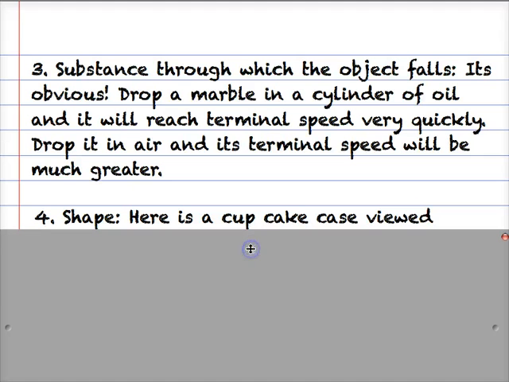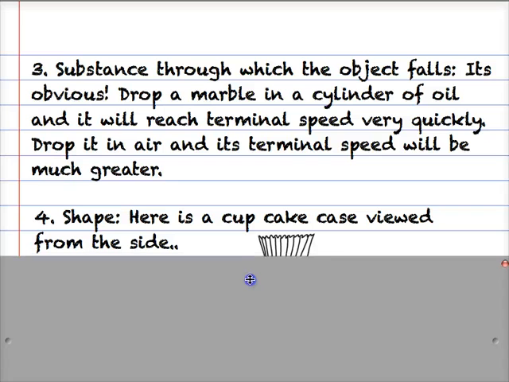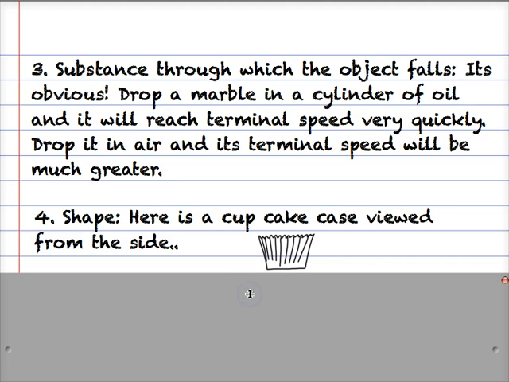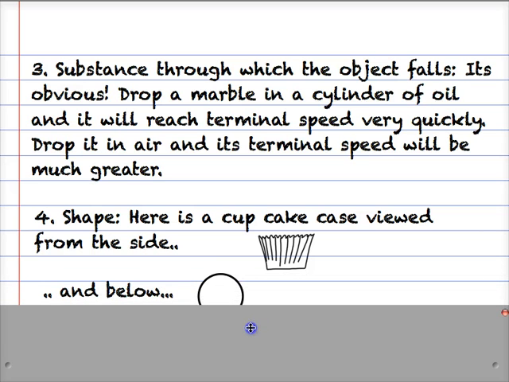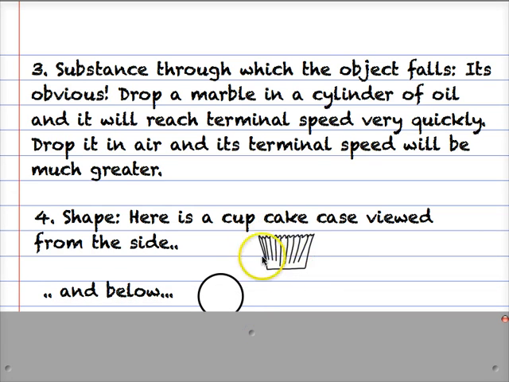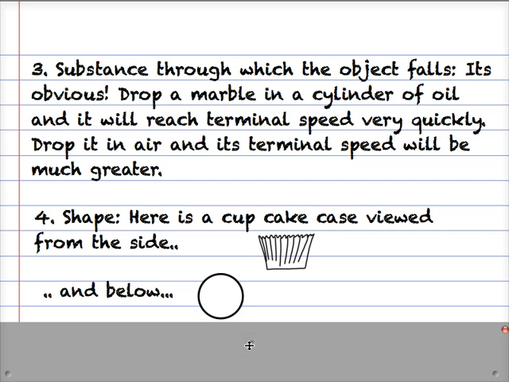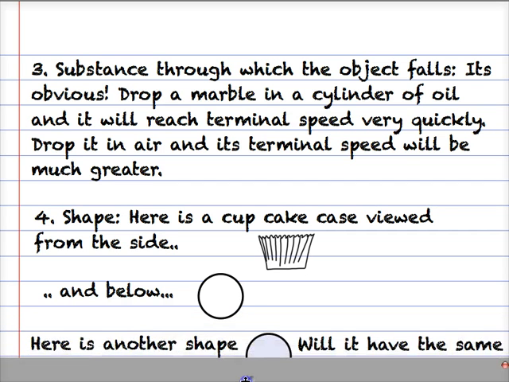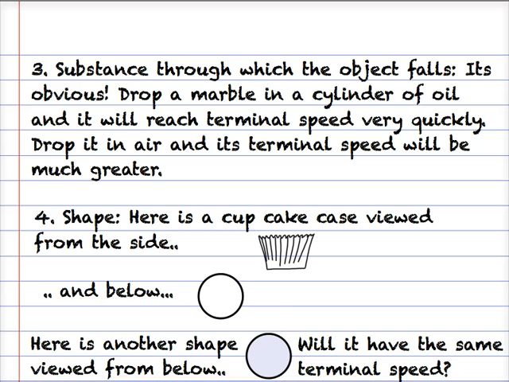Another one, the shape. The shape of an object affects its terminal speed. Now we've been dealing with coffee filters. Here's a cupcake case, very similar. This is what it looks like from the side, a side view. From below, it really just looks like a circular disc. So here's another shape. Viewed from below, it looks like a circular disc. Will it have the same terminal speed?